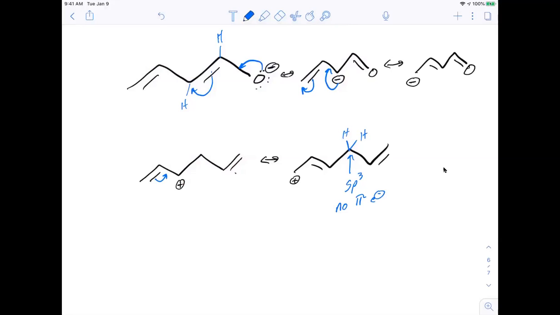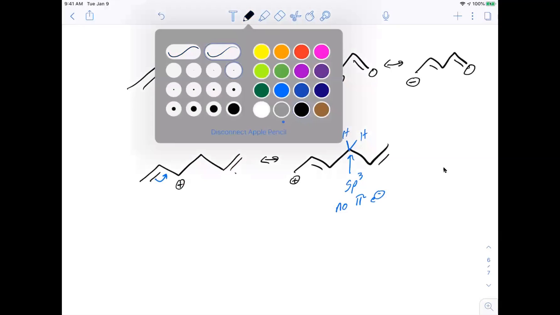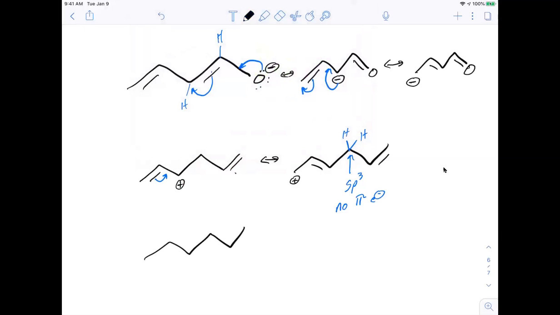That's changing the connectivity. So therefore, when we look at this structure, this is in conjugation. It's a continuous pi system.